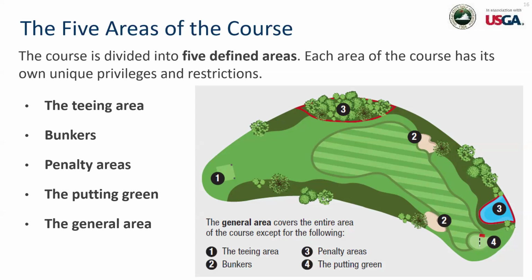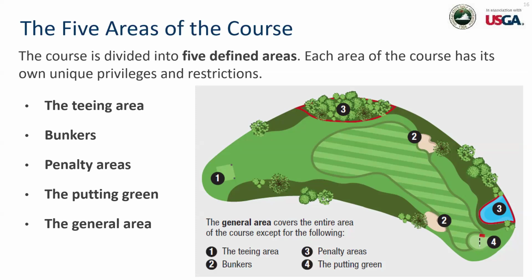Next, the putting green of the hole being played. This is the place on the hole being played specifically prepared for putting and where the hole is placed. On any given hole, there's only one putting green at a time. Practice putting greens and the greens of other holes not being played are considered wrong greens, which are part of the general area, and there's relief procedures for each of those.